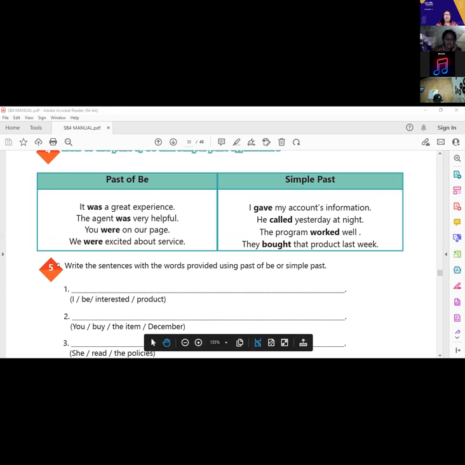Como mencionaba al inicio de la clase, the past of be es como el pasado de ser o estar. Era o estaba. Si yo digo, it was a great experience, lo que estoy diciendo es que fue una muy buena experiencia. It was. Entonces, para el pronoun it, voy a usar was. The agent was very helpful. El agente o la persona que me atendió fue muy colaboradora, de mucha ayuda, right? Very helpful. You were on our page. Tú estabas en nuestra página.